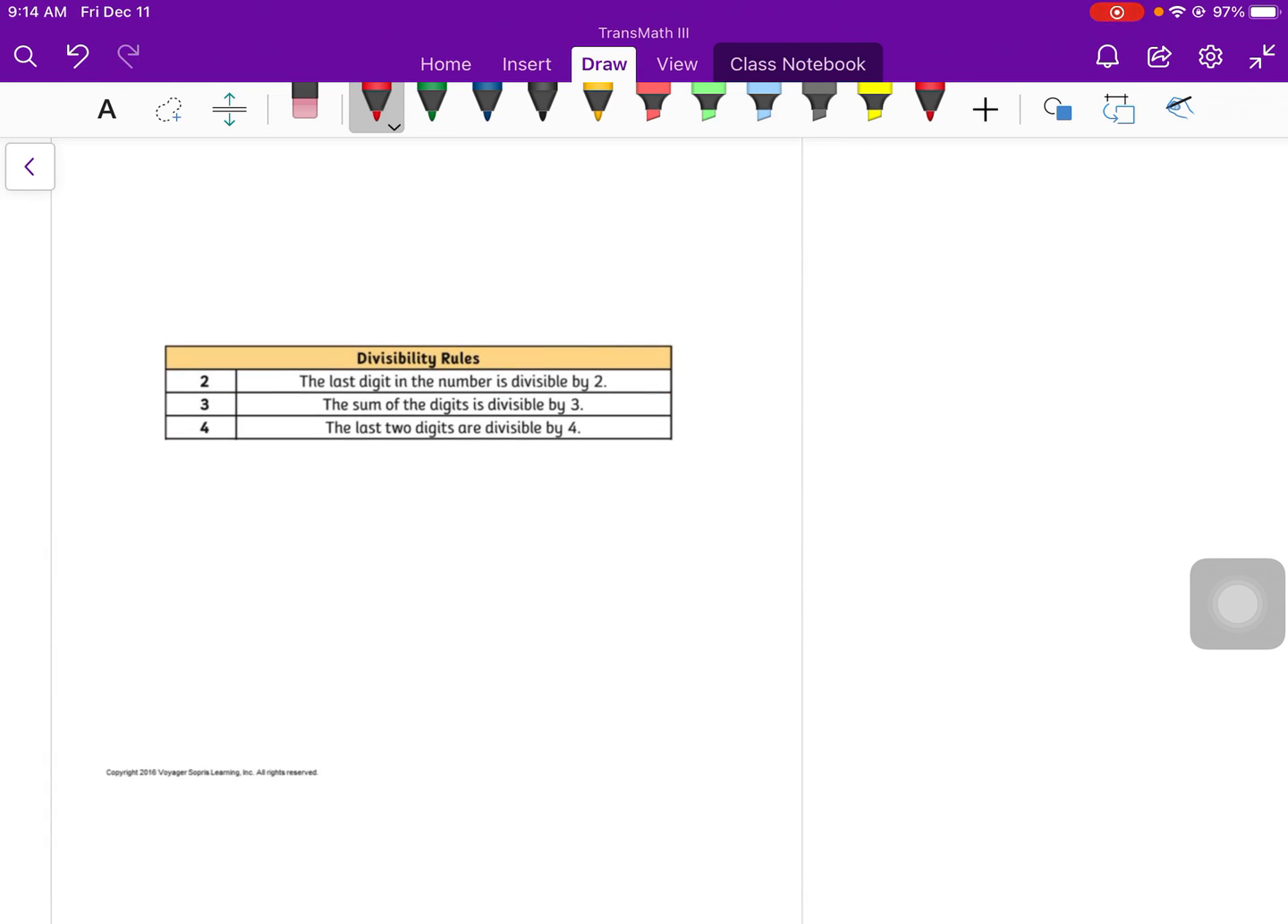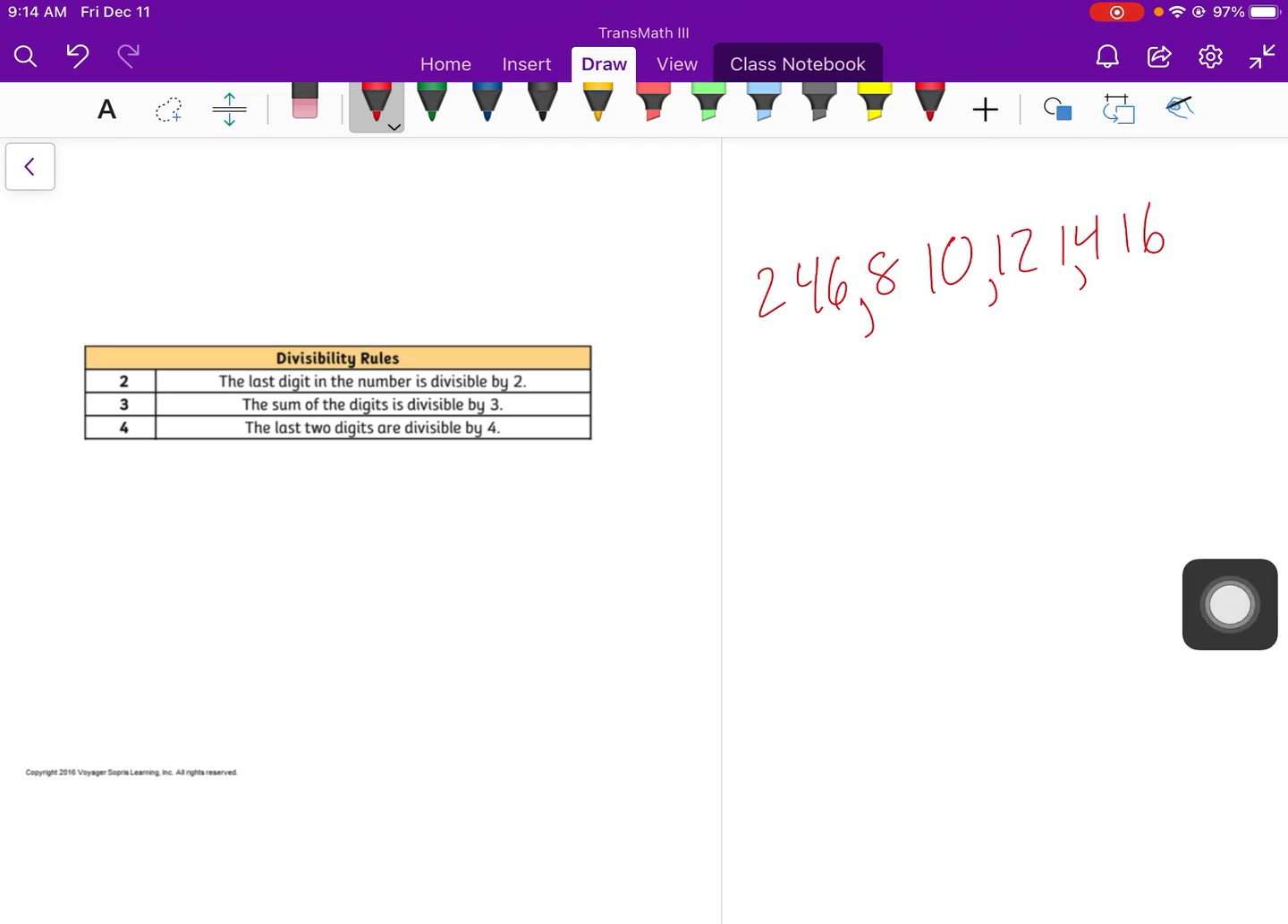For dividing by 4, they're going to say the last 2 digits are divisible by 4. So I could look at 2, 4, 6, 8, 10, 12, 14, 16. This is a really long number. So it would be like that. Okay, can you divide this by 4? I don't want to go through the process of dividing by 4 and finding out that I can't. What I can do is just look at these two digits. I know 16 is divisible by 4, so this entire ridiculous number would be divisible by 4 as well.